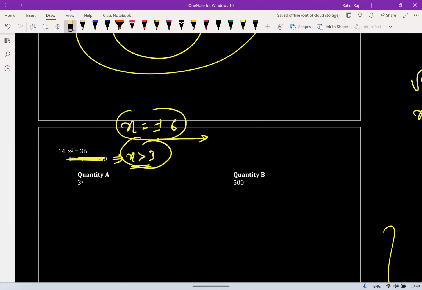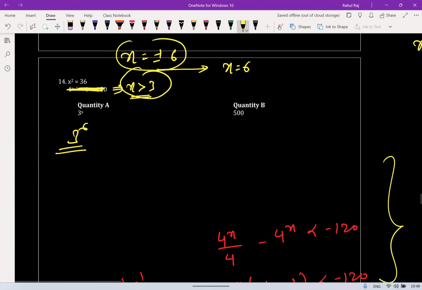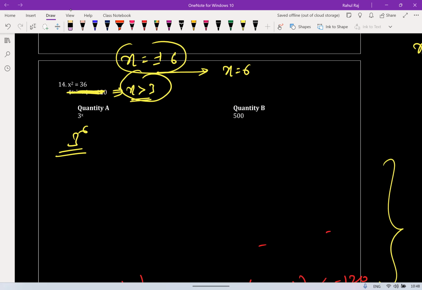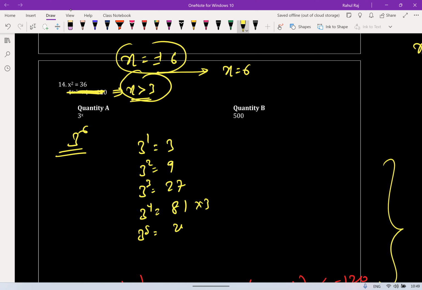Now x is equal to 6 over here, Alexa, see. Now you put 3 to the power 6. You have one value for sure, right? To determine the value quickly, see here: 3 to the power 1 is 3, 3 to the power 2 is 9, 3 to the power 3 is 27, 3 to the power 4 is 81, 3 to the power 5, multiply 3 over here, you'll get 243, 3 to the power 6, multiply 3 over here, you'll get 729.